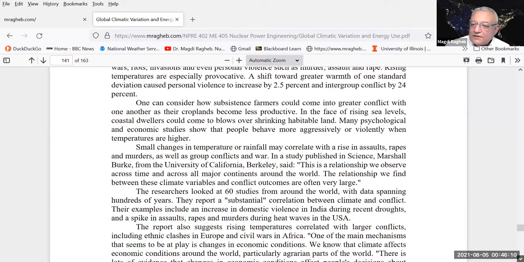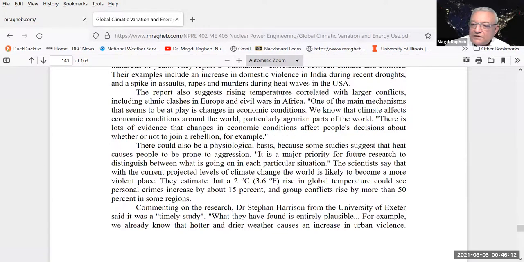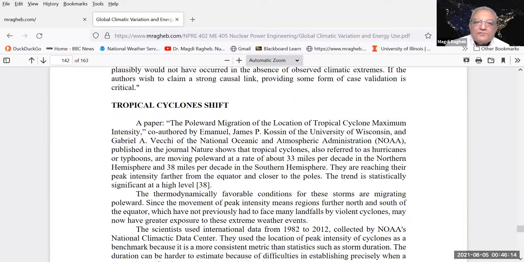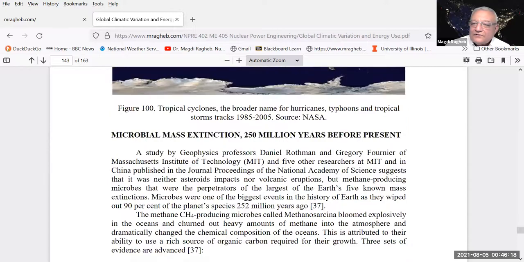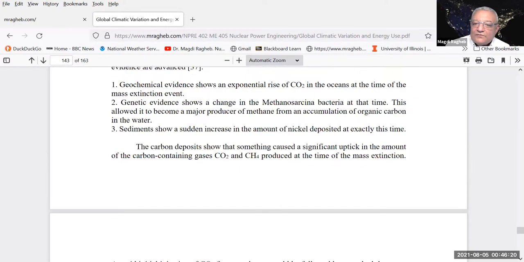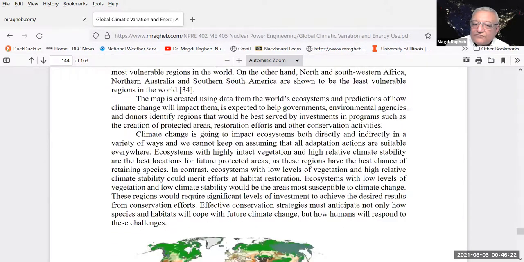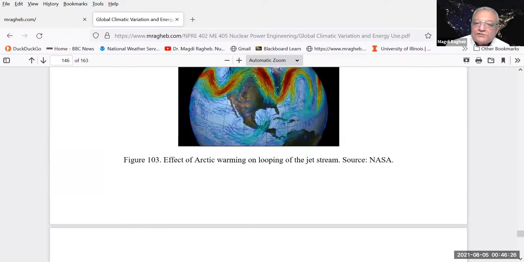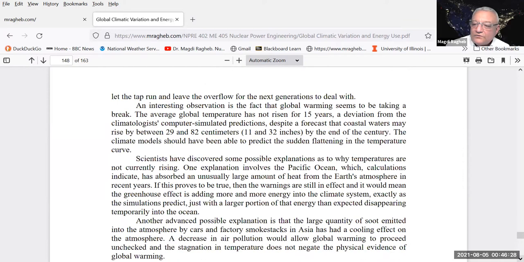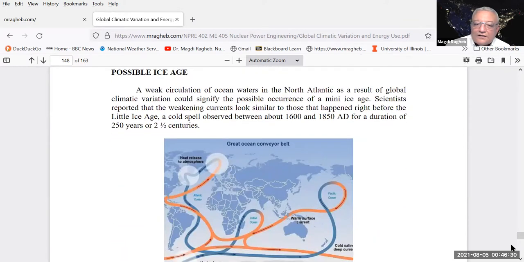Of course, climatic change is leading to disruptions in different parts of the world. The cyclones have changed their paths. So it is not going to be the same world we are living in today if we allow the global warming to continue unchecked. And this is the simple conclusion that we can reach there.